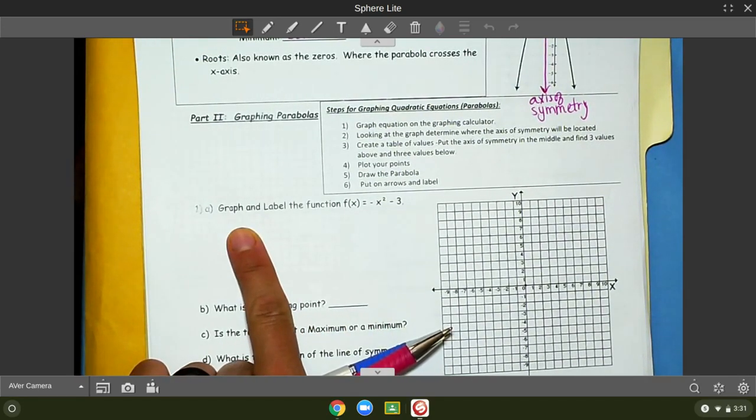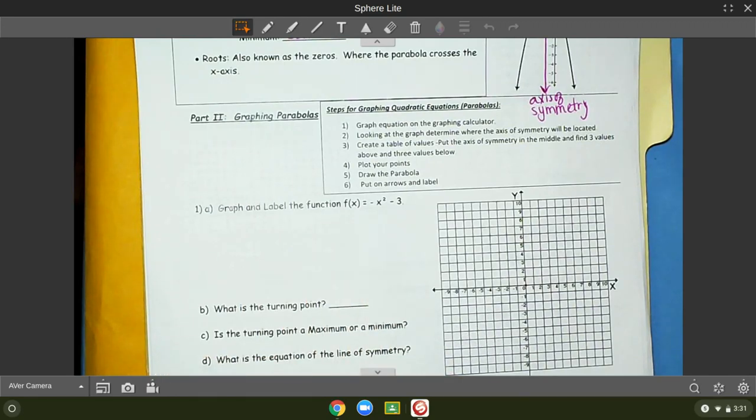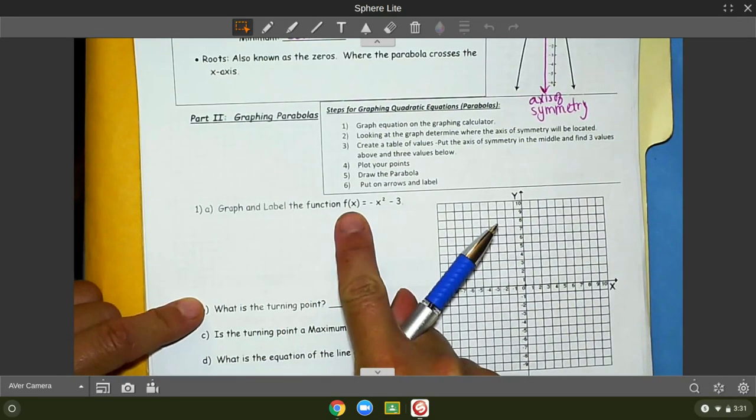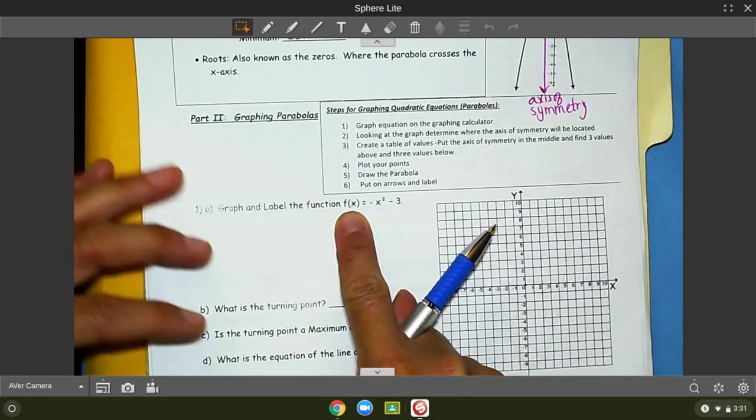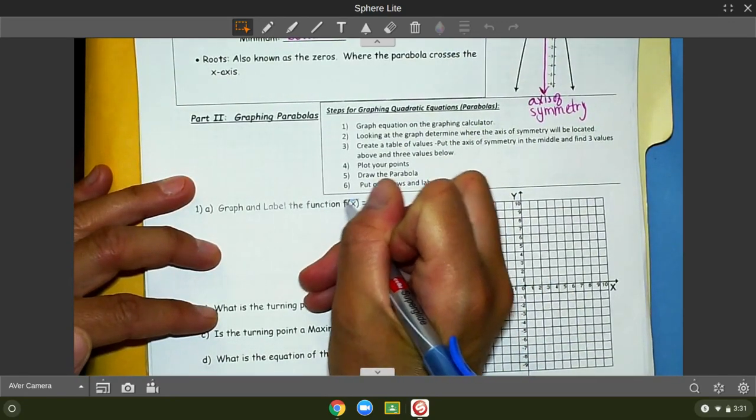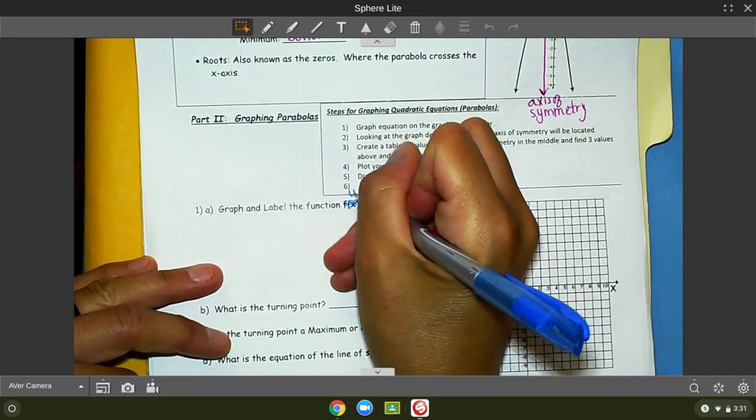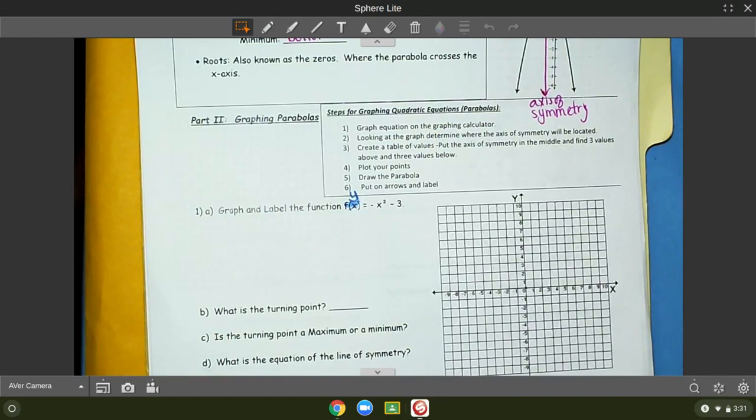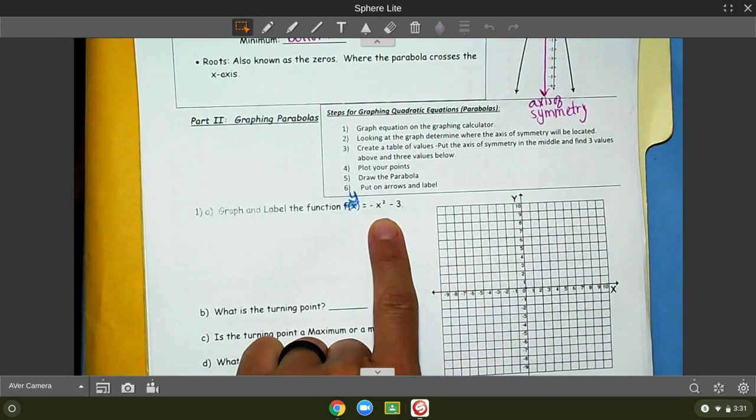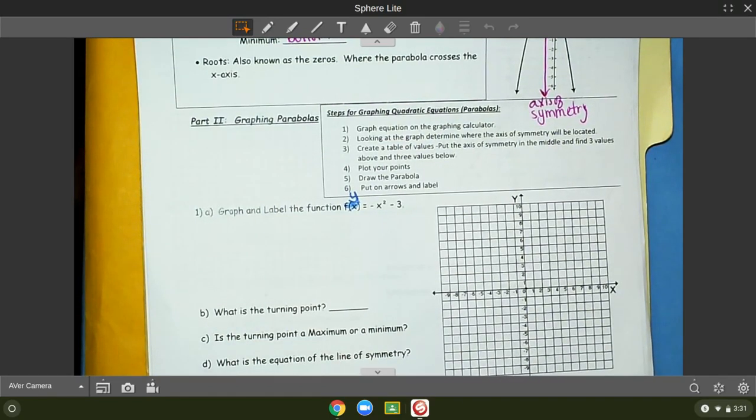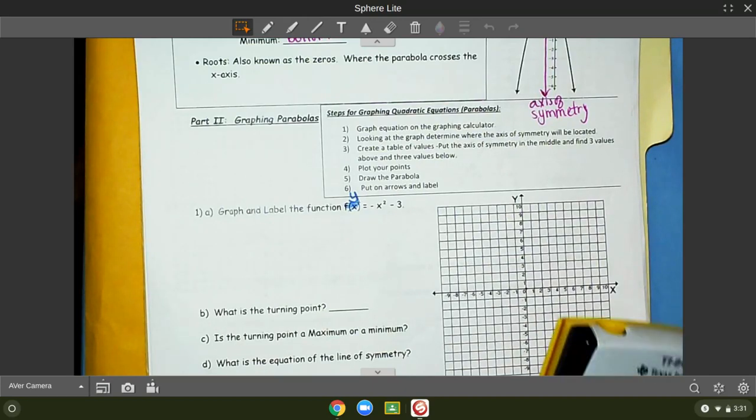Okay, so number 1, we want to graph the function f of x equals negative x squared minus 3. Now, f of x is called function notation. f of x is just a fancy way of writing y equals. So we can change that and make it a y. All right, so if I look at this equation, the x is being squared, which means it's going to be a quadratic equation and it's going to graph into a parabola.